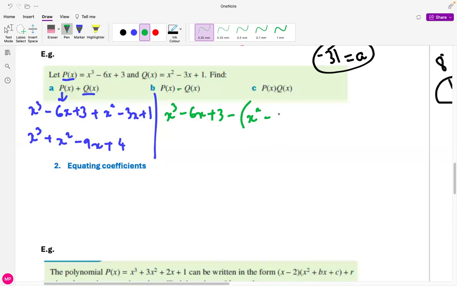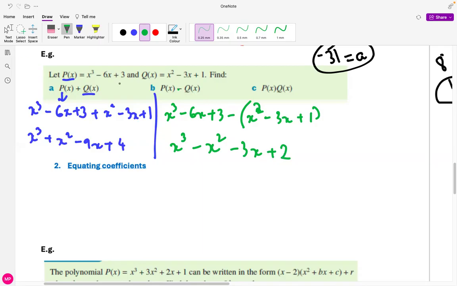x squared minus 3x plus 1, like that. So x cubed minus x squared, right again. Okay. Minus 6x minus negative 3x. So negative and negative become positive. So negative 6 plus 3 gives negative 3x. And 3 minus 1 equal positive 2.